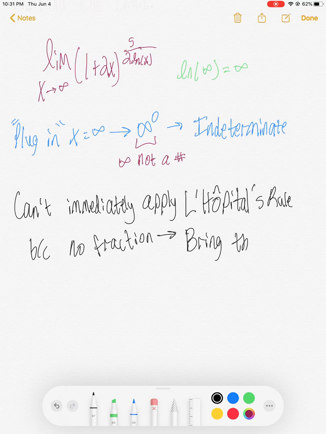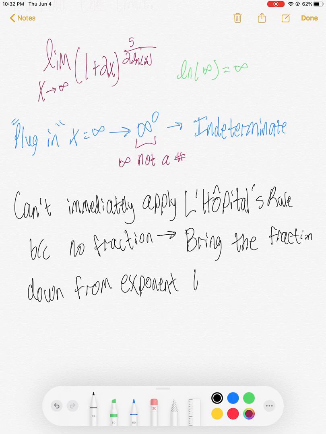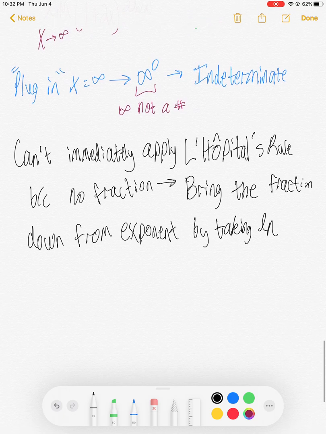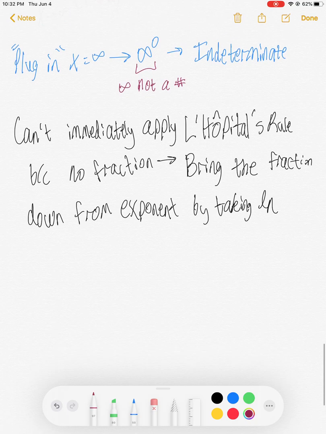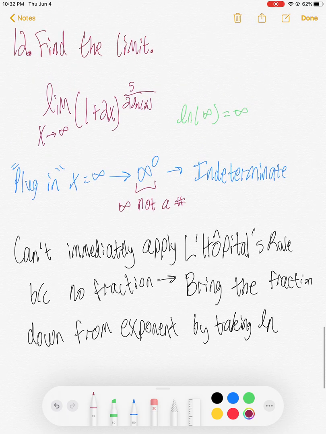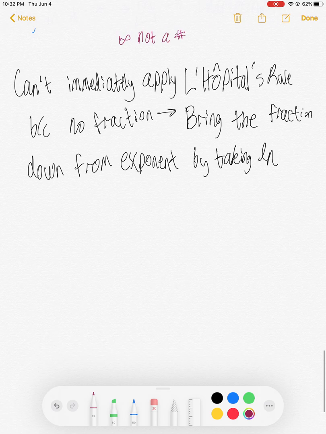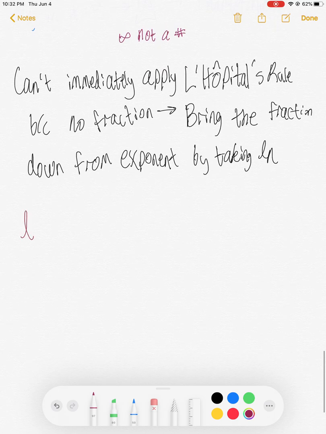So the trick, and this is a very special trick which you might not come up with if you haven't seen it before, so I hope that you saw it in the textbook or perhaps in Mackenzie's video, or you're going to see it now for the first time. We're going to bring the fraction down from the exponent, and you're probably saying, Bailey, what the heck? We can't just bring a fraction down. We can't, but we can be clever by taking the natural log.